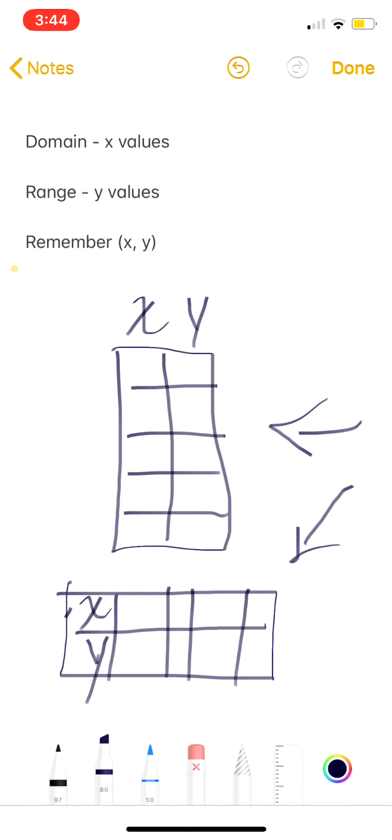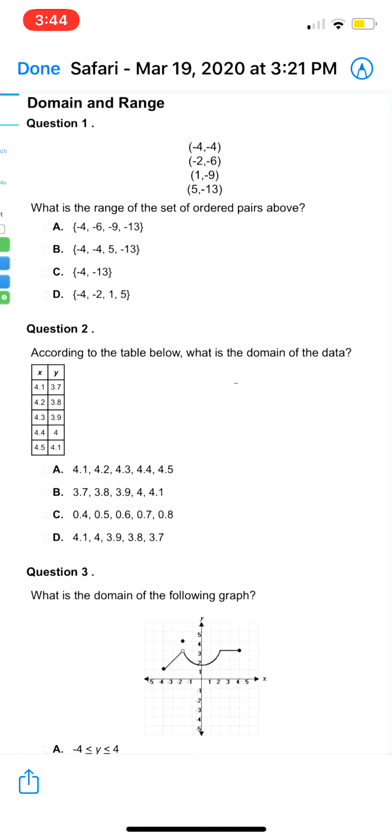I'm going to show you, hold on. So this stuff I'll put up on my website, so you could just print it, or you could write question 1 for domain and range, question 2, etc. And then you could just go back to it. You don't have to print it or write it all out, just so you have access to it. I'll put this up.